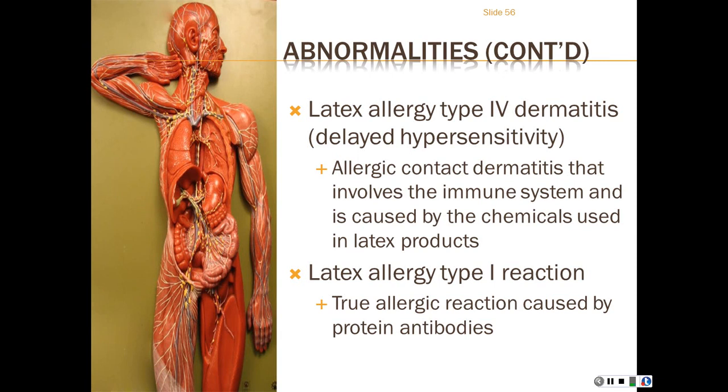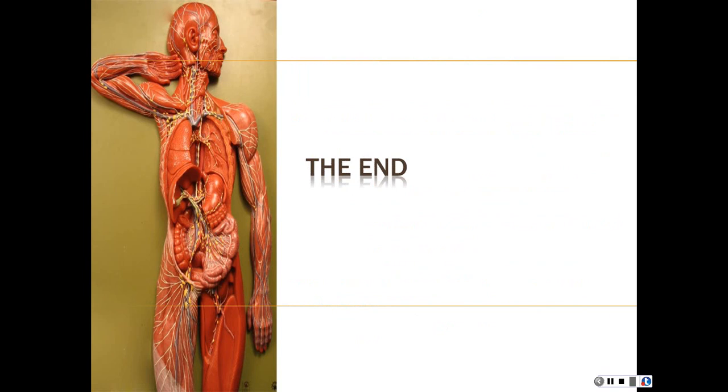Latex allergy type 1 is due to a true allergic reaction caused by protein antibodies. And the problem with latex allergy type 1 reaction is that latex molecules are inhaled. When you snap off a glove or pop a balloon, the latex molecules are going to be in the air. Or when you paint, or walking into a tire store and they smell all that latex, those molecules are in the air and can cause a real hypersensitivity, resulting in respiratory arrest. So these children should always have an EpiPen. Thank you very much. This is the end.